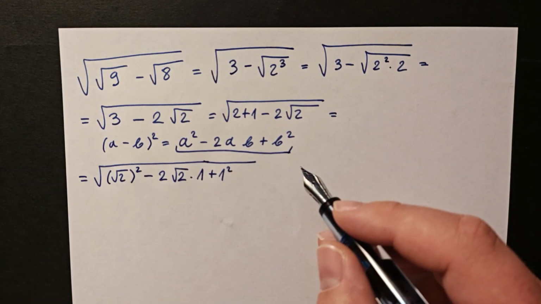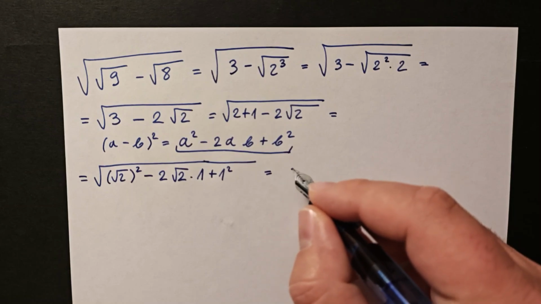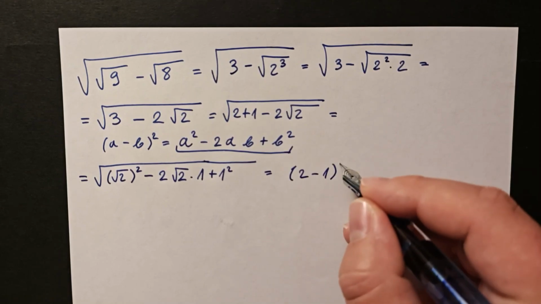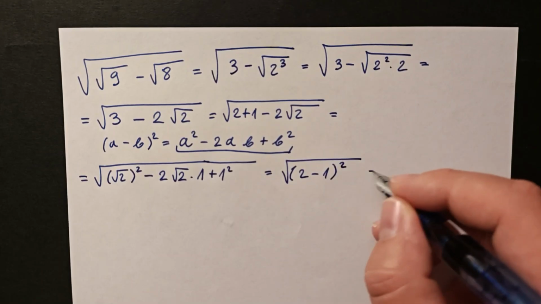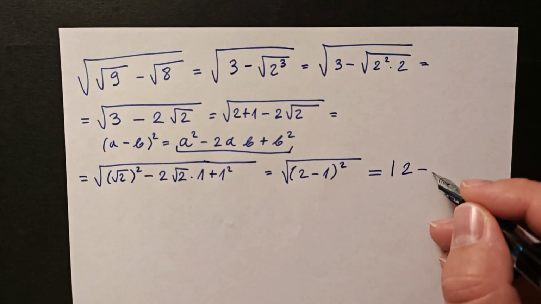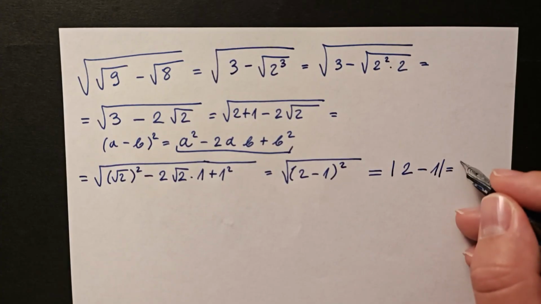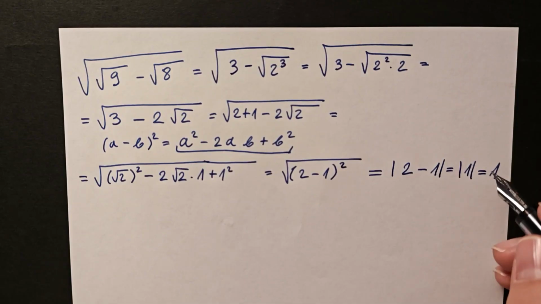At this point, we are going to apply the formula, and that will give us that this is equal to the square root of (square root of 2 minus 1) squared. This is then equal to the absolute value of the square root of 2 minus 1, and that is equal to the absolute value of 1, which is equal to 1.